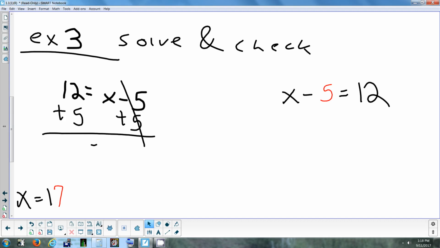Here's my equal sign. On the right-hand side, what am I going to have? X, right? All I'm doing is just bringing it down. I brought the X down. What on the other side? Which is going to be 17, right? 12 and 5 is 17. Here's my 17. All right, so we got X equals 17.